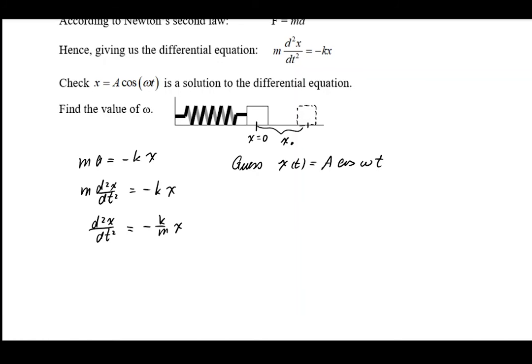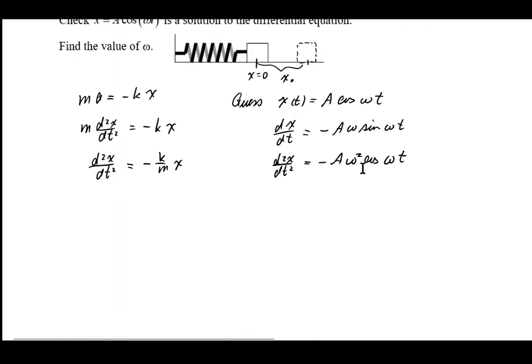Now we'll take a derivative, so we'll check if this is a solution to our differential equation. If we take a derivative, what we have is negative a times sine omega t, and then chain rule, so we have omega here. Take another derivative, so the second derivative is equal to negative a, and pick up another chain rule, omega squared, and cosine omega t. Now we want to know if this will satisfy this differential equation with this initial condition, 0 and x naught. Okay, let's see.